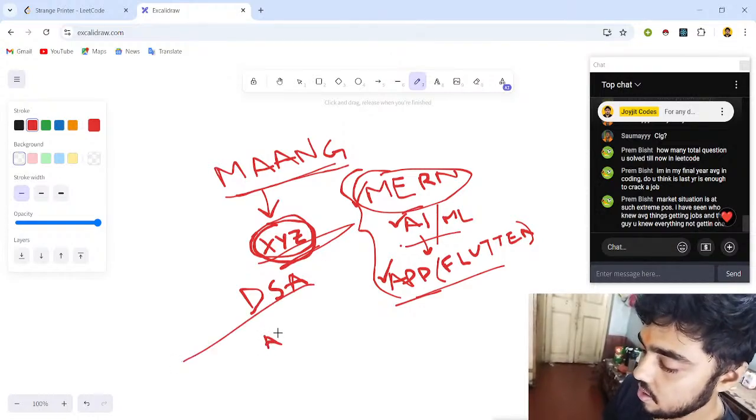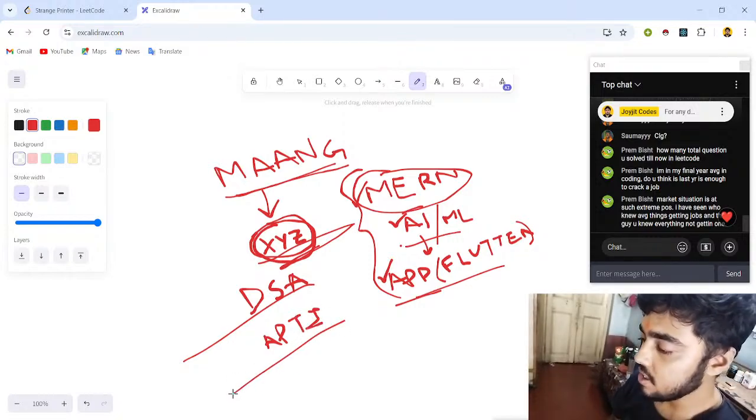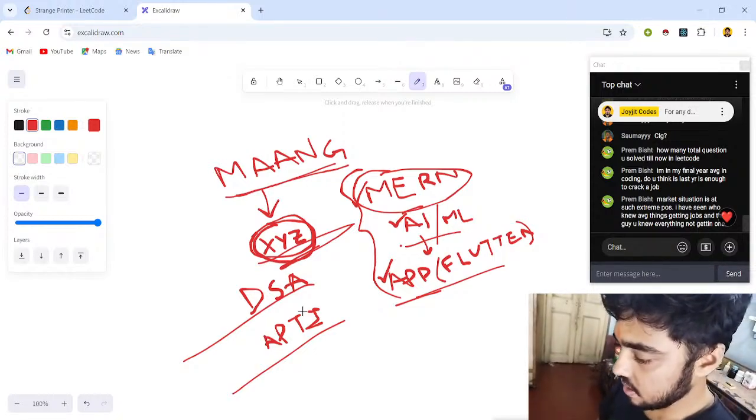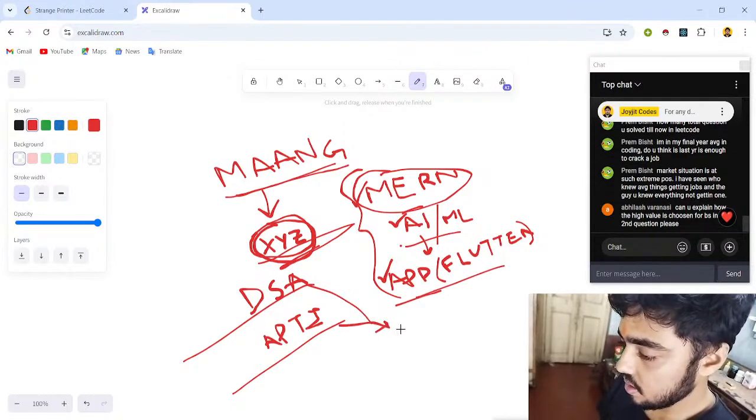Okay, there is also aptitude. Now if you're going to consider aptitude and DSA, if we just combine them together, that makes CP.